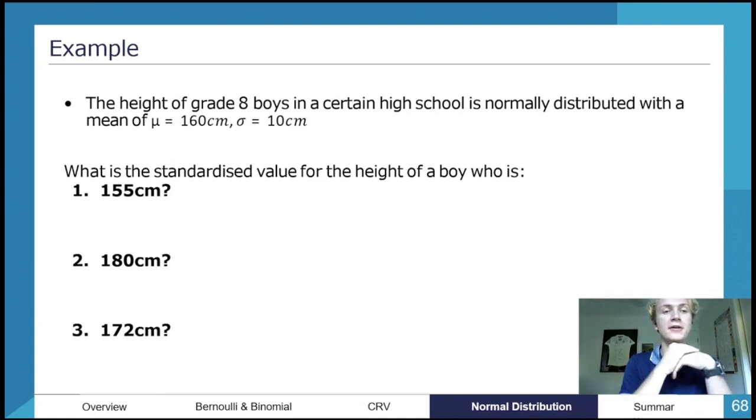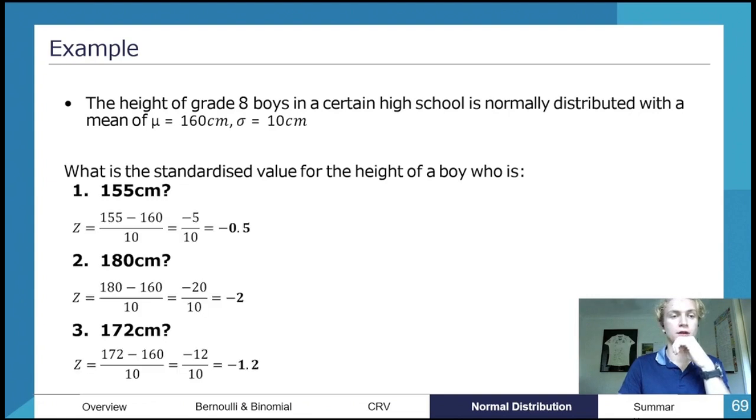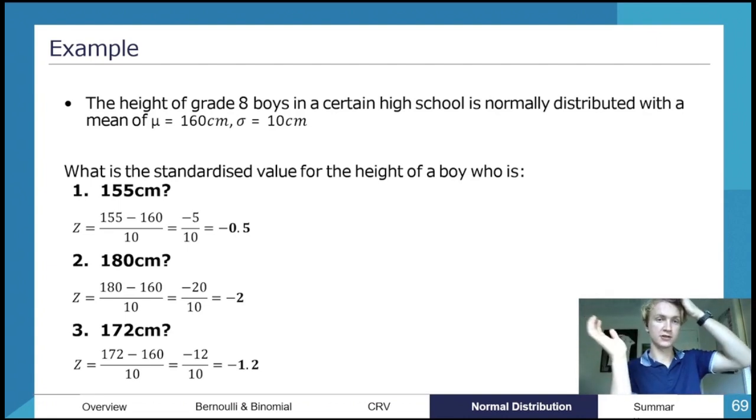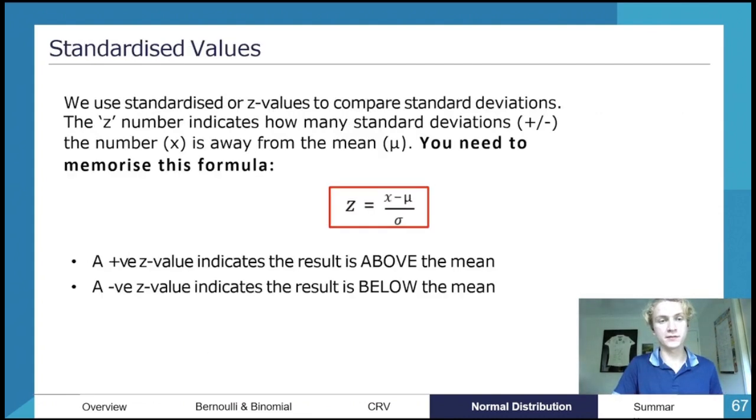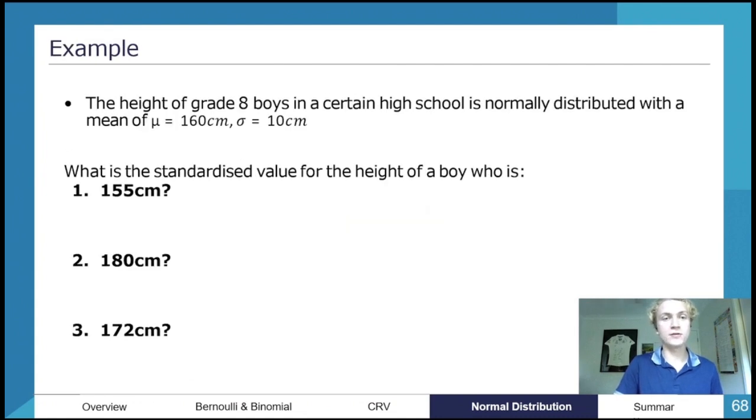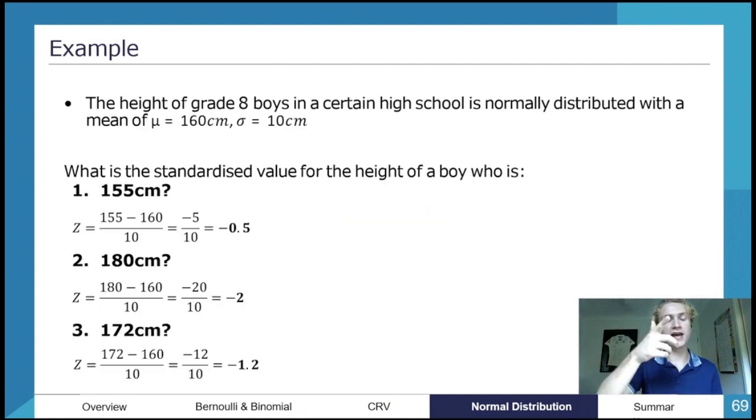Okay, so the height of grade 8 boys in a certain high school, so this is an example, is normally distributed with a mean of 160 and a standard deviation of 10. What is the standardized value for the height of a boy who's 155, 180, and 172? Well, for the standardized value z, we're asking for how many standard deviations they are away from the mean. So all we do is sub in that the mean is 160, s equals 10, using that formula, and then we sub in the different values of x, and they give us these different values.